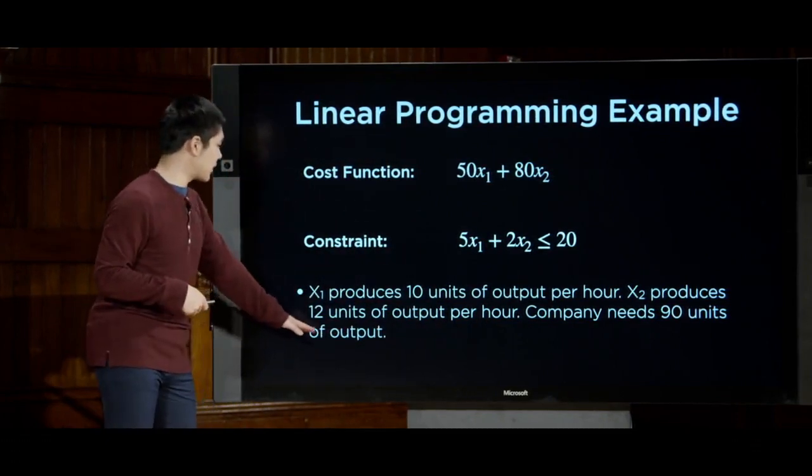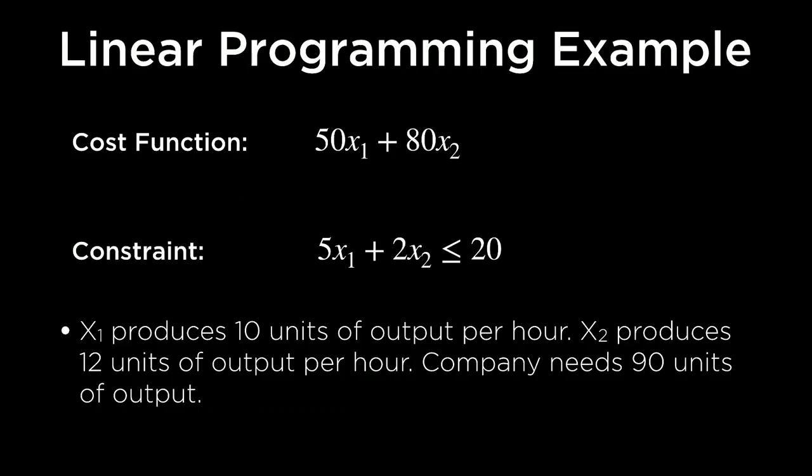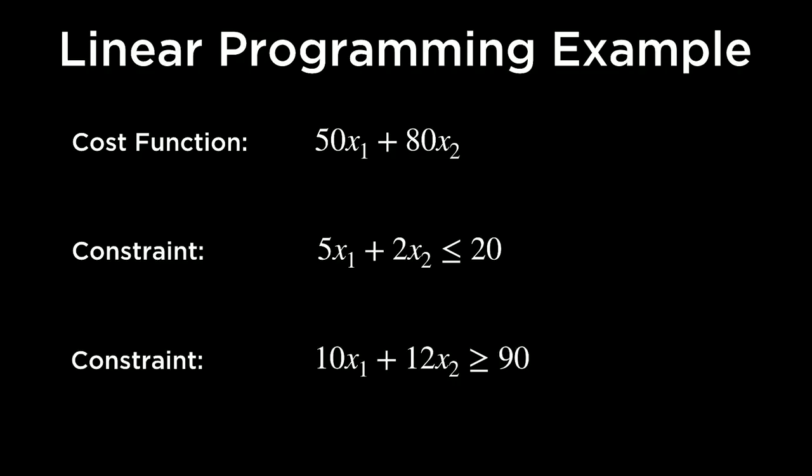And finally, we have this constraint here. x1 produces 10 units of output per hour, x2 produces 12, and we need 90 units of output. And so this might look something like this. That 10x1 plus 12x2, this is the amount of output per hour. It needs to be at least 90. If we can do better, great, but it needs to be at least 90.